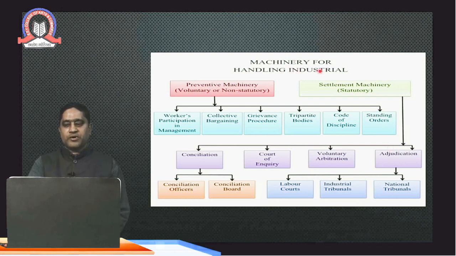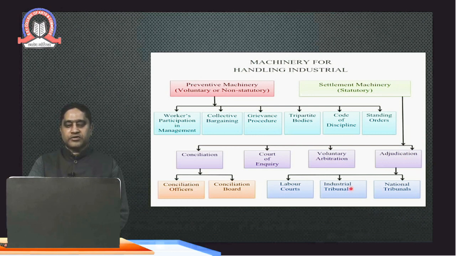Coming to the settlement machinery, this is preventive machinery and this is statutory machinery. Under the statutory machinery, we have the conciliation officer, from the conciliation board or the conciliation officer under the conciliation. Second would be the court of inquiry, when the court directly inquires into the matter. Following that would be voluntary arbitration, if the employee and the employer both go for voluntary arbitration to third parties other than parties from within the management. And there would be adjudication.